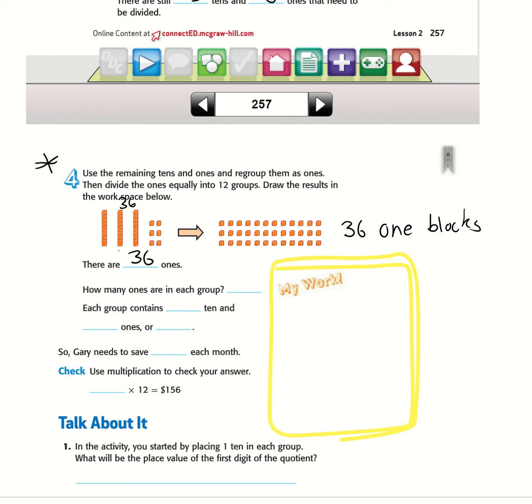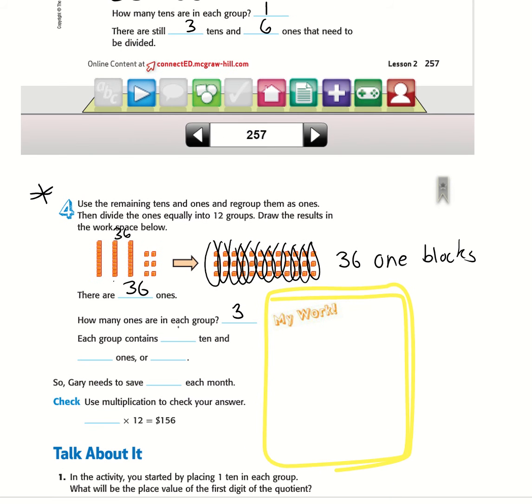And now we have to split them up into 12 groups. So I'm going to go 1, 2, 3, 4, 5, 6, 7, 8, 9, 10, 11, 12. How many in each group? 3. Each group contains, so we have 1 ten and 3 ones, or 13. So Gary needs to save $13 each month. Use multiplication to check your answer. 13 times 12 is $156.